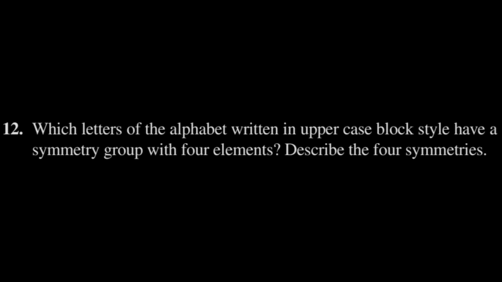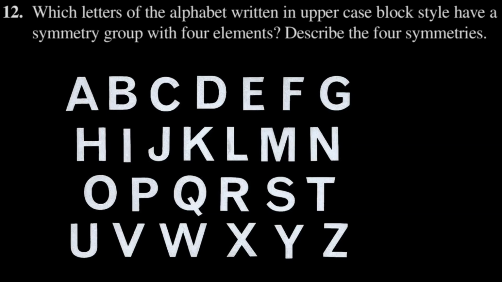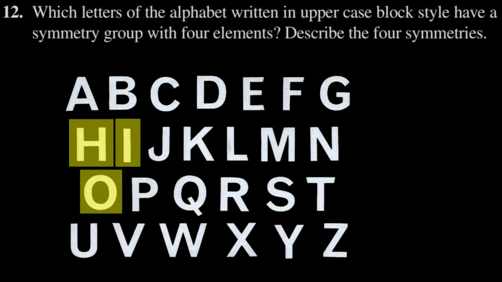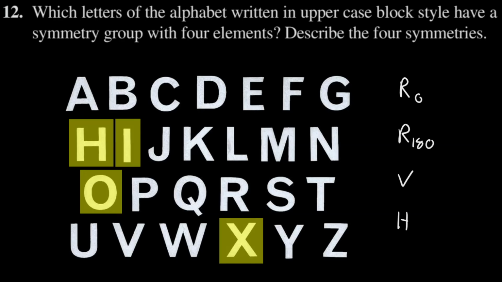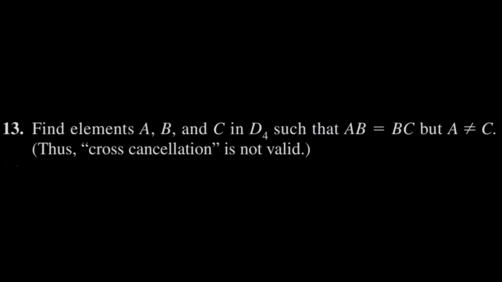Okay, so problem 12. Which letters of the alphabet written in uppercase block style have a symmetry group with 4 elements, and describe the 4 symmetries? So let's take a look at the alphabet, and a lot of these letters actually have reflective symmetries or rotating symmetries, but the only ones that have both rotating and reflective symmetries are H, I, O, and X, and their elements are R0, R180, V, and H for vertical and horizontal flips.